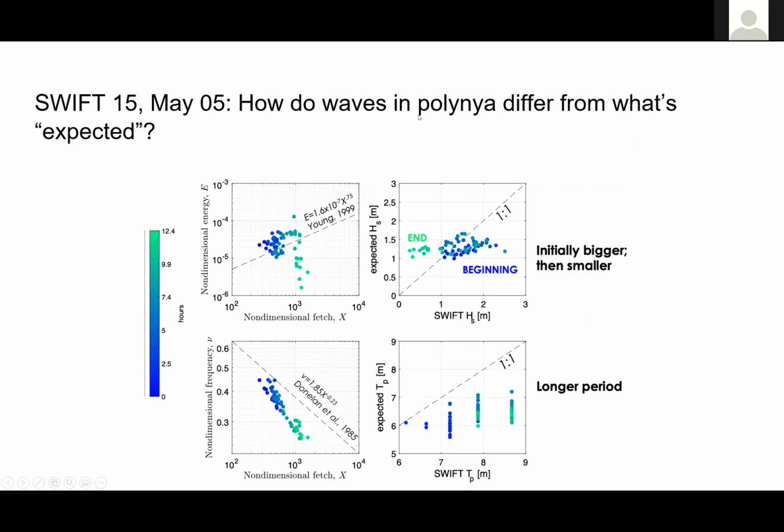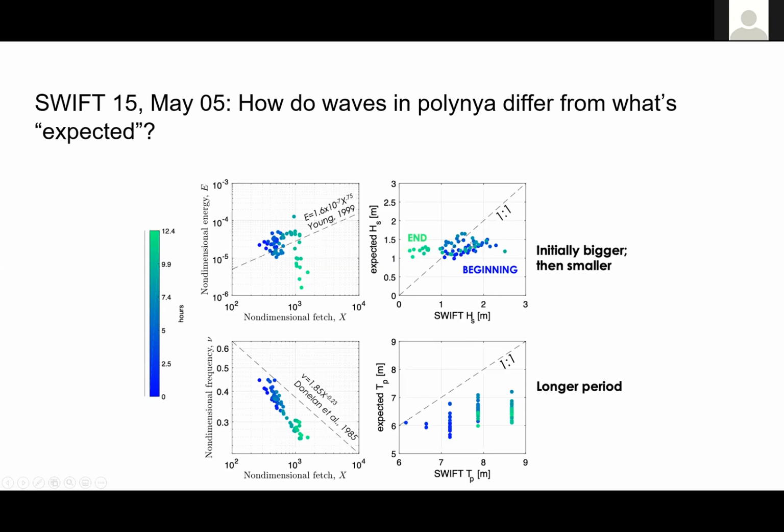So how do waves in the Polynya differ from what's expected? This is a calculation that Matt Smith did. Basically the colors indicate the time from deployment of the SWIFT buoy, from beginning to end, 0 to 12.4 hours later. At the beginning, what we saw was that initially the waves were bigger than expected and then smaller at the end of the deployment. The end of the deployment was actually when the ice formation was getting larger. And so there was some attenuation we expect on that.